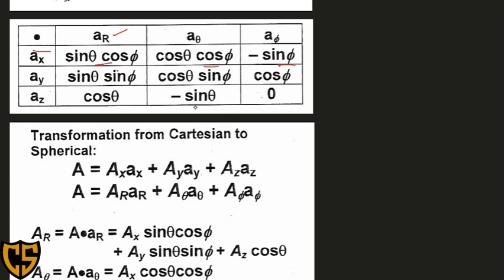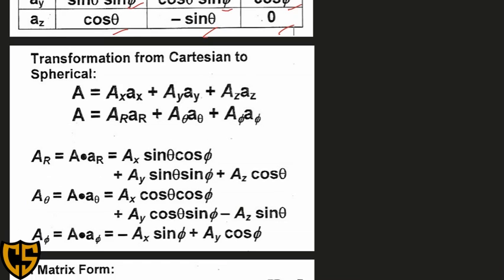AY dot AR will be sine theta sine phi. Cosine theta sine phi para sa AY dot A theta. Then AY dot A phi will be cosine phi. Then AZ dot AR will be cosine theta. AZ dot A theta will be negative sine theta, and AZ dot A phi will be equal to 0. So, much better kung familiarize na lang natin ang table para sa aton nga transformation or dot products of our unit vectors. So, for transformation from Cartesian to spherical, we will have this one.